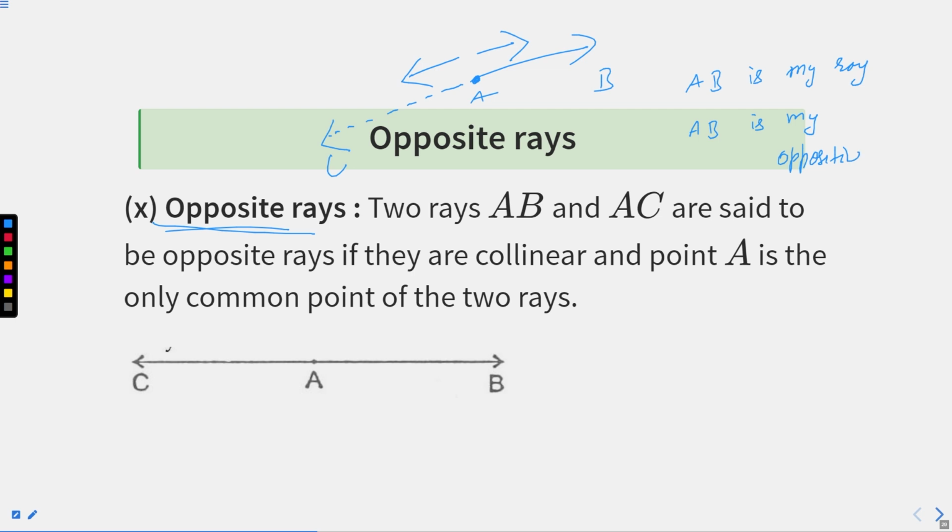Two rays AB and AC are said to be opposite rays if they are collinear. One can put the definition in terms of collinearity, because if you see, they are collinear. And point A is the only common point of the two rays. Okay, I hope these are all clear.